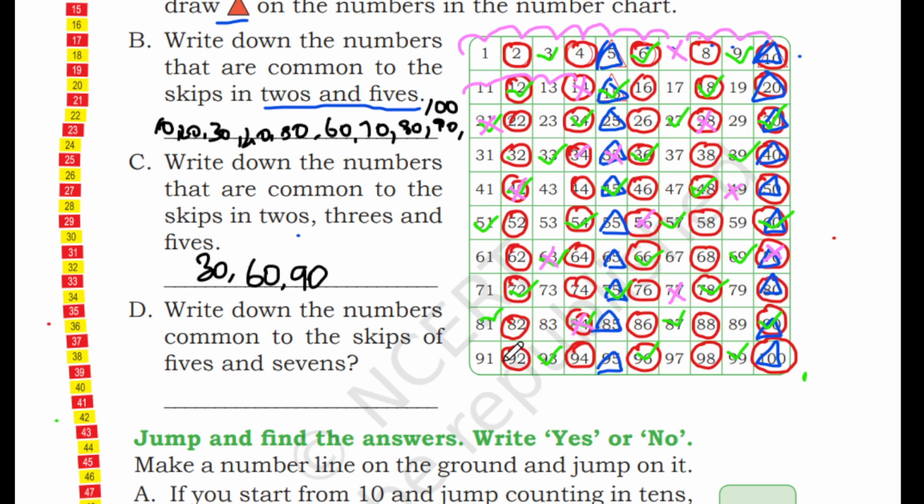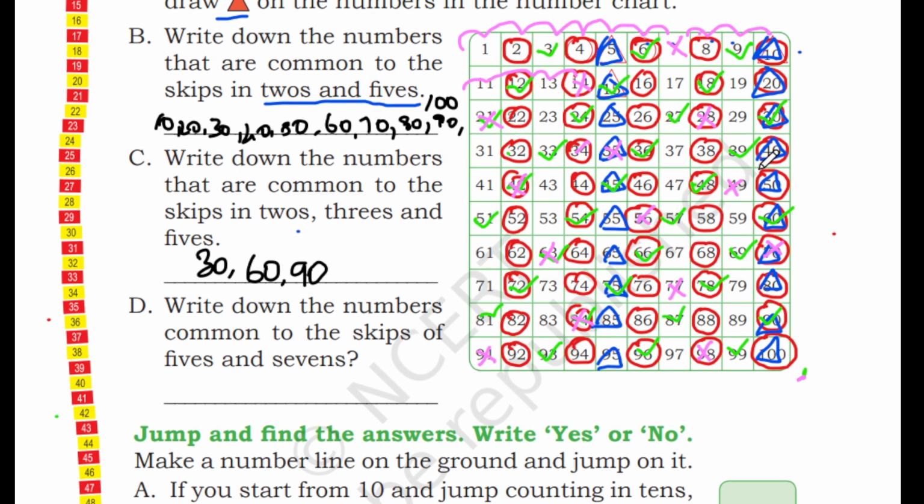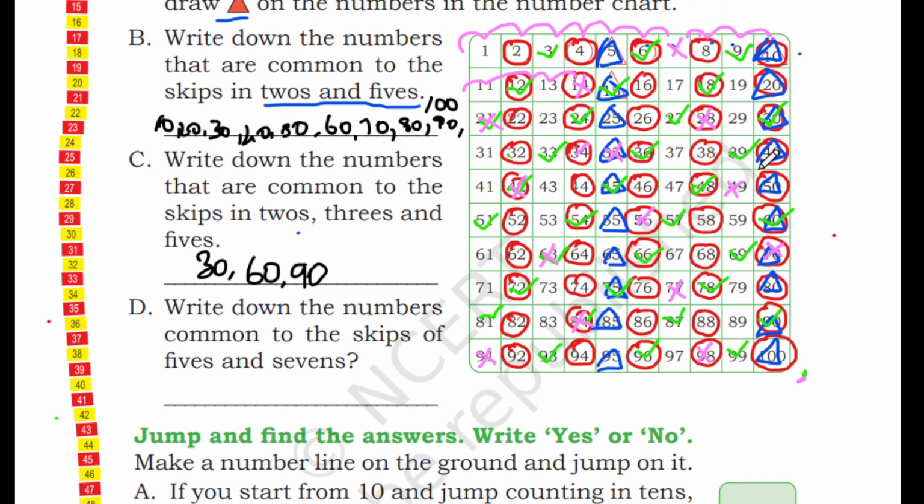We have 91. So from here 7 steps, 1, 2, 3, 4, 5, 6, 7. We reach 98. So again another 7 steps. We do not have a number after 100 here. Okay, so now what is the question? Write down the numbers common to the skip of 5s and 7s. So which number is common to the skip of 5s and 7s? So that is the answer we need to find out.